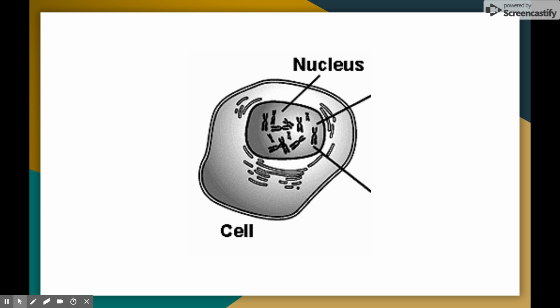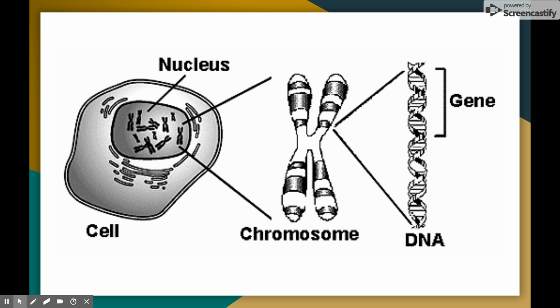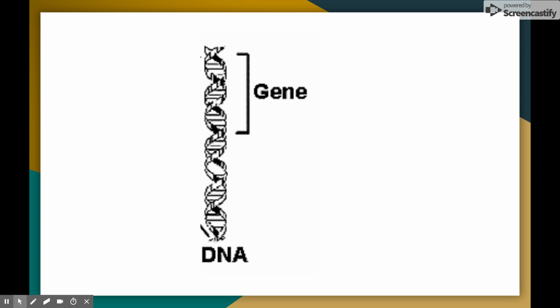In the nucleus of each cell, most people have 46 chromosomes. A chromosome is a structure inside the nucleus which contains genetic information in the form of one very long strand of DNA. DNA is the carrier of genetic information.